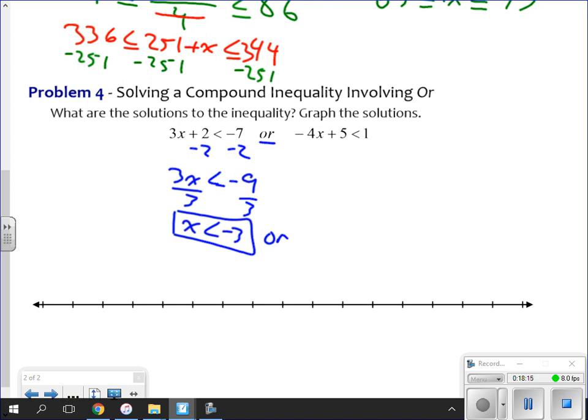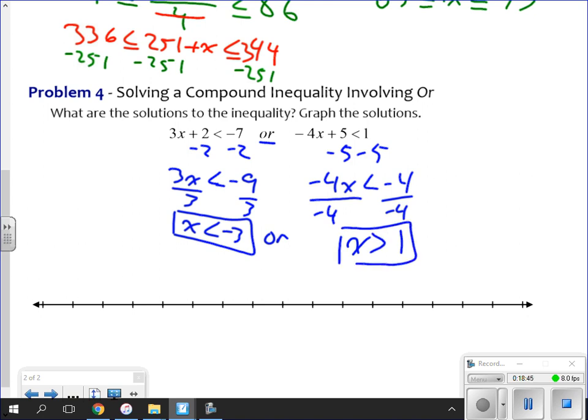Now I solve this one here. What's my first step? Subtract 5. Negative 4x is less than 1 minus 5, negative 4. Divide both sides by negative 4. Be careful. I get x and I get 1. And what else do I need to do? Flip the inequality. So x is less than negative 3 or x is greater than 1.